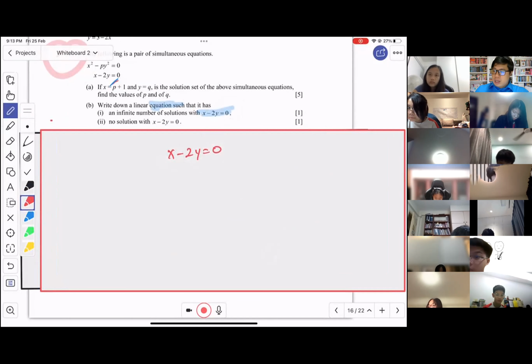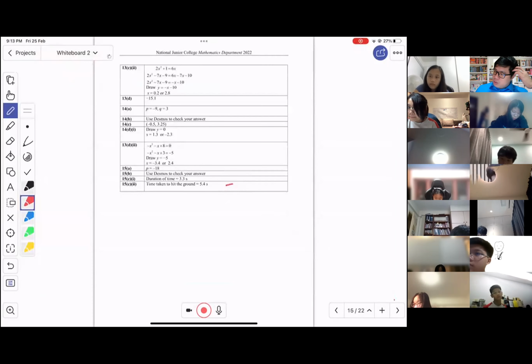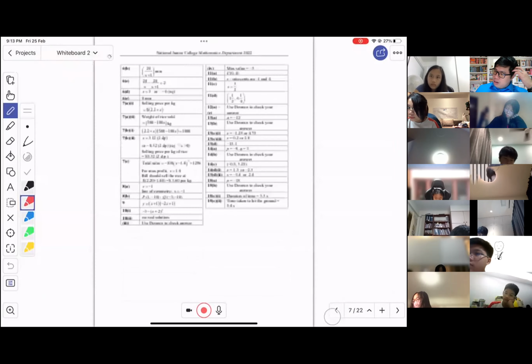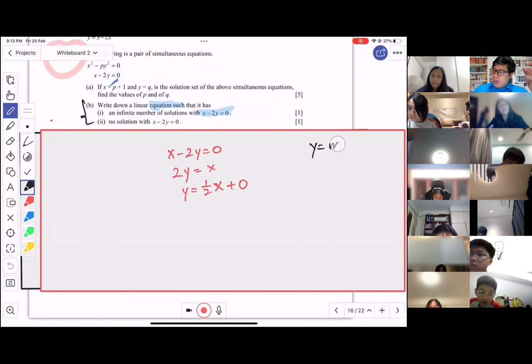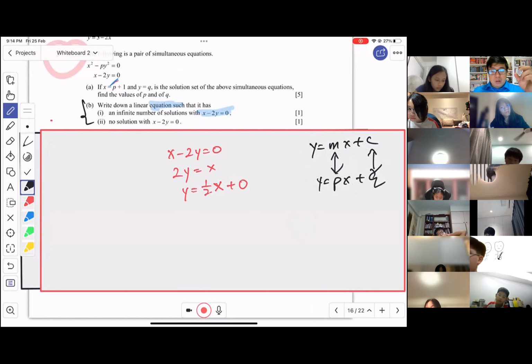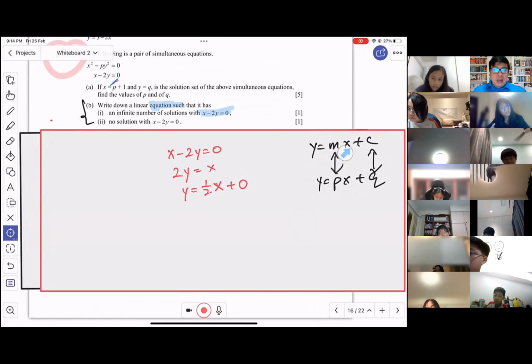If you rewrite this, this is the same as 2y equals x, which is y equals half x plus 0. Why do I do that? Because if I want to do this kind of question, like in class, I always write it in the form of mx plus c. So you can compare the m and compare the c. Also, you can compare whether they have infinite solutions. So infinite means what? m must be equal to p, c must be equal to q. They must be the same line.